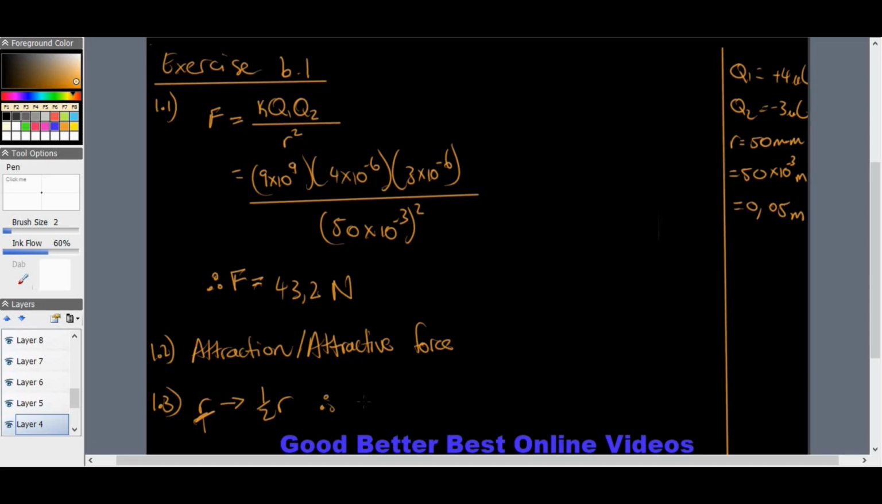So therefore, if it's distance squared, it'll be a half R, all squared, which is basically equal to a quarter R squared. Okay, so they're asking, if the distance is halved, how will this affect the magnitude of the force? So our answer is that it would be 4 times greater.